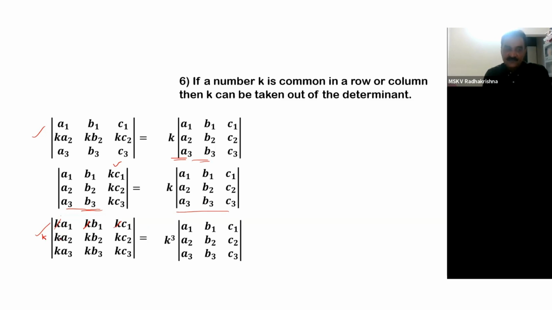And still k's are there in the second row and third row. Now I can take k common from the second row. I will get another k here. Remove this k. Now still k is there in the third row. Taking k common from the third row, you will get another k. So k into k into k, you will get k cube. Okay. In this way, you can simplify the determinant. Understood? This is one important property of a determinant.